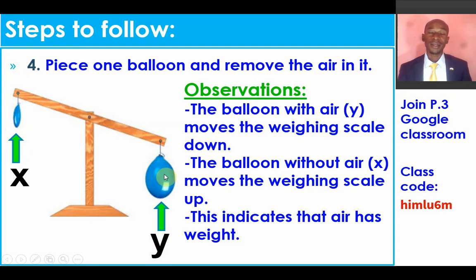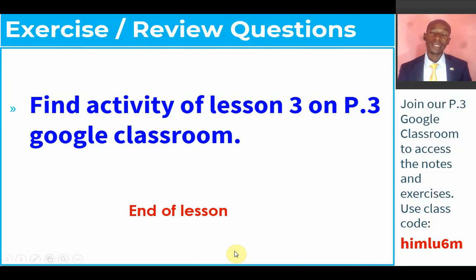You with your brother or sister, the one who is bigger or fat will have more weight and will move the weighing scale down. Then the other one who is light goes up, like you are seeing. So this is an experiment we can have to show that air has weight. Is that very clear?